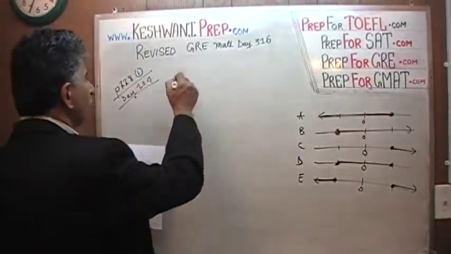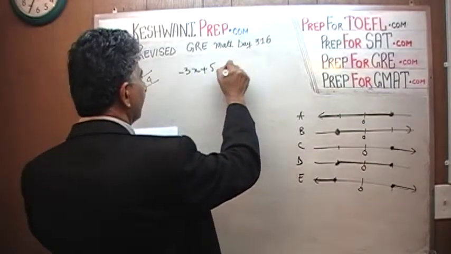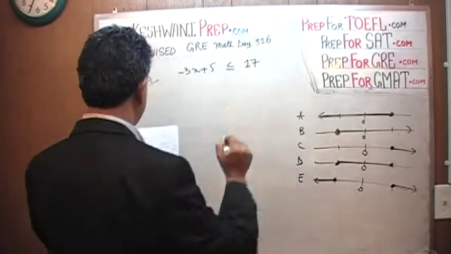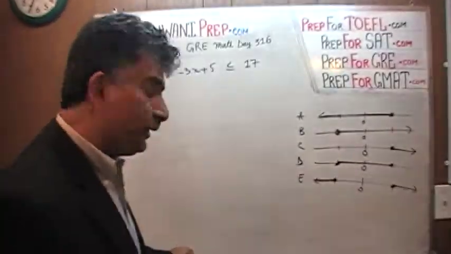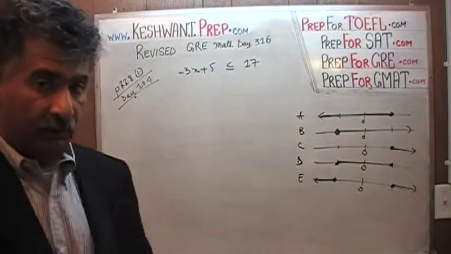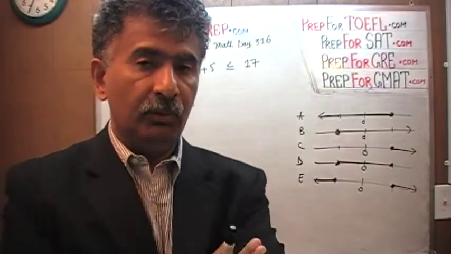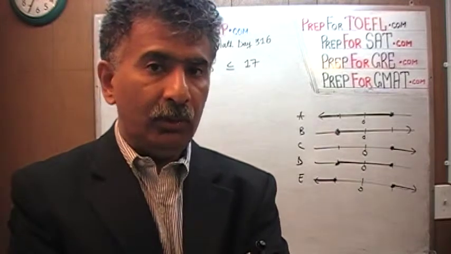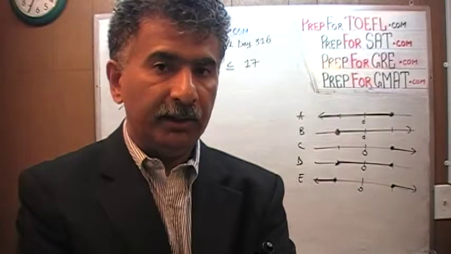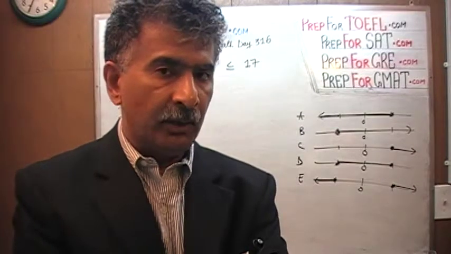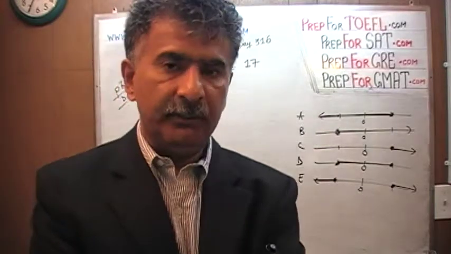So here we go. We are told negative 3x plus 5 is less than or equal to 17. Now, the one thing that we have to keep in mind, the only one thing that we need to understand here when one is dealing with an inequality as opposed to an equality, the only thing that differs is what happens when you multiply or divide both sides of an inequality by a negative number. That is the only thing we have to keep in mind.